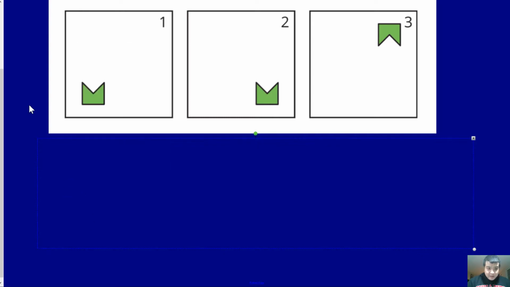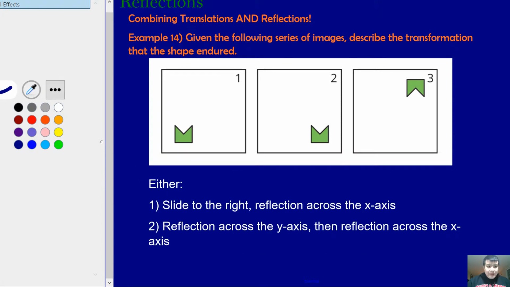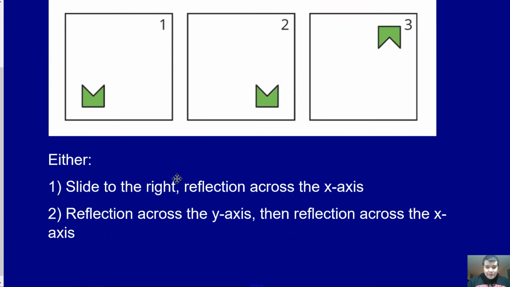But apparently it is being fickle with me. So there we go. So it can be a slide to the right, a reflection across the x-axis, or you can also think about it as a reflection across the x-axis, then a reflection across the y, and then a reflection across the x-axis.